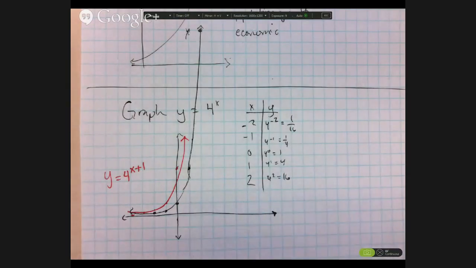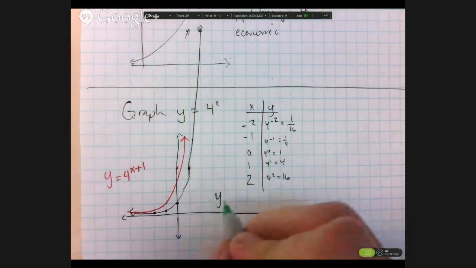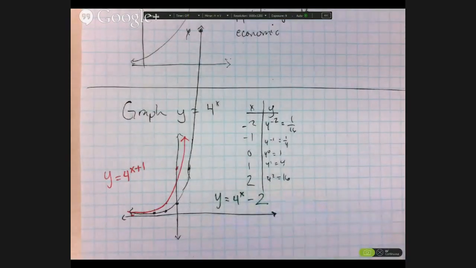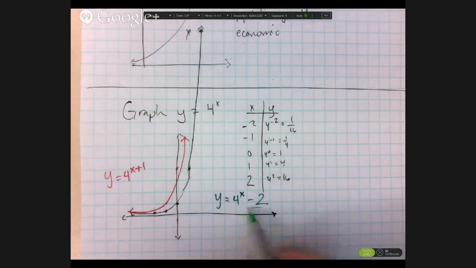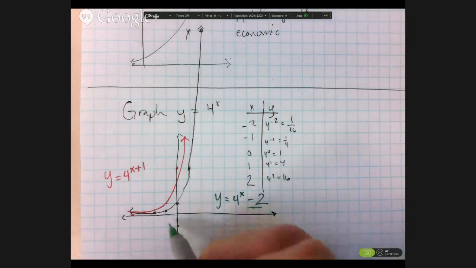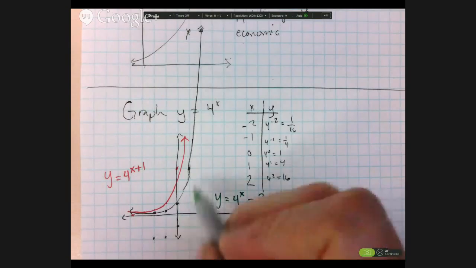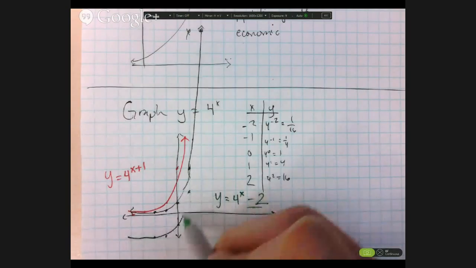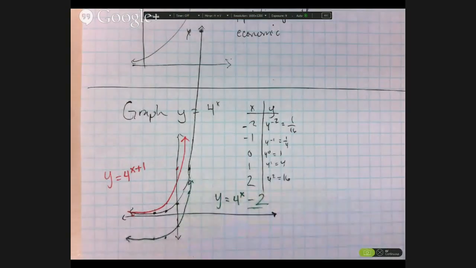What's another one? What about that? Down 2. Yeah. It's not paired with the x, so it's separate. So we're going to take it down 2. Okay, there's that one.